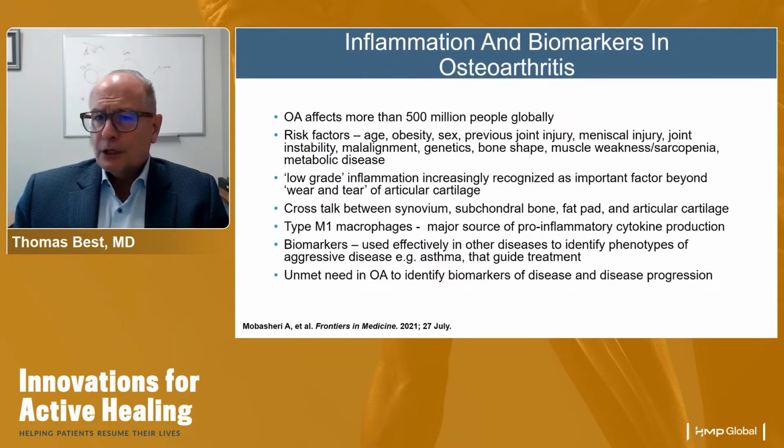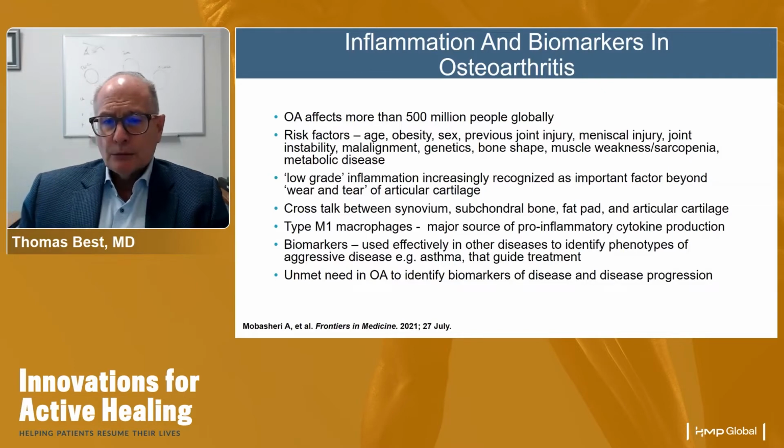So let's talk further for a couple of minutes about inflammation and biomarkers in osteoarthritis. Again, this is a very timely publication in the same journal titled Frontiers in Medicine. And at this point, at least, we know that OA now affects over 500 million people globally. Risk factors for osteoarthritis include age, obesity, sex, previous joint injury, meniscal injury, joint instability, malalignment, genetics, subchondral bone shape, muscle weakness and sarcopenia, and finally, metabolic disease.